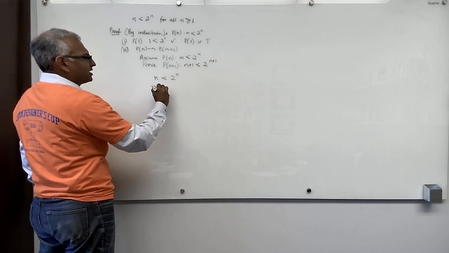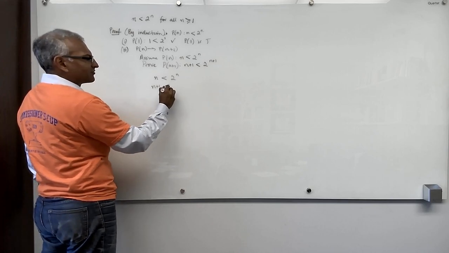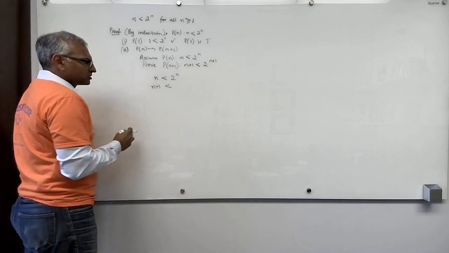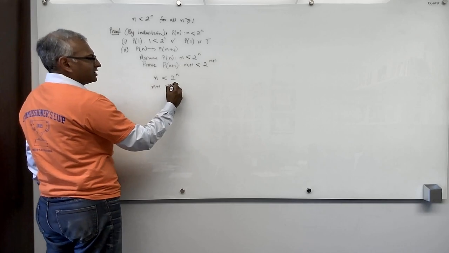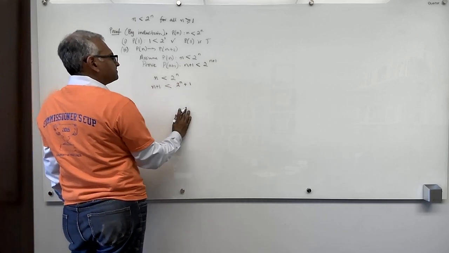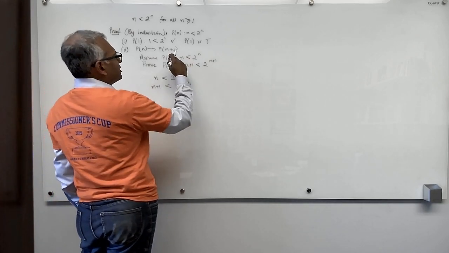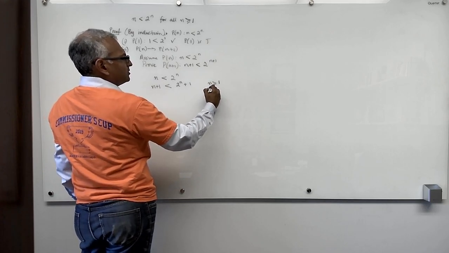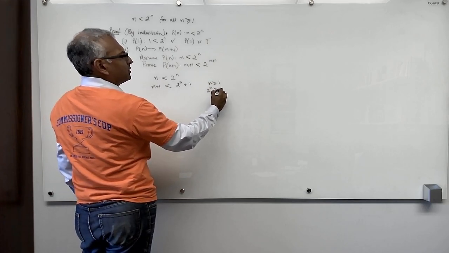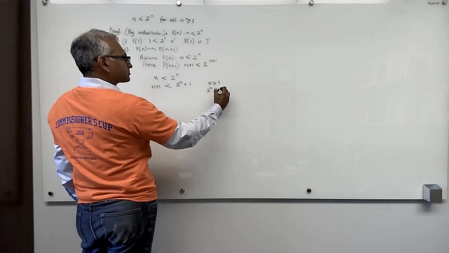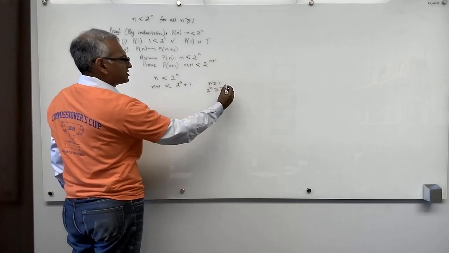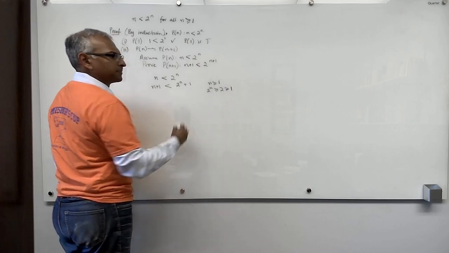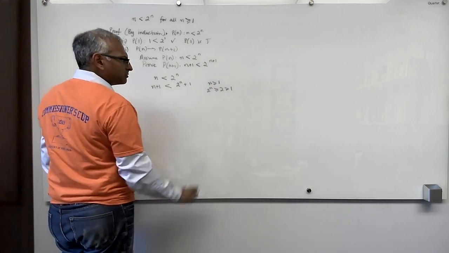So n plus 1, adding 1 to both sides of an inequality is valid, just like you can add 1 to both sides of an equality. So n plus 1 is less than 2 to the n plus 1. But since n is bigger than or equal to 1, that means 2 to the n is bigger or equal to 2, which is certainly bigger or equal to 1.